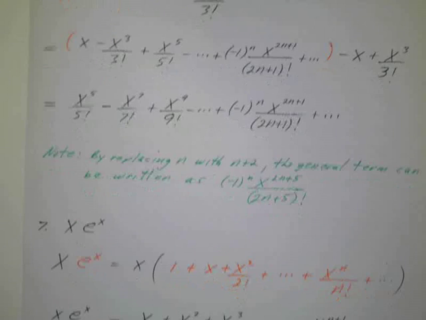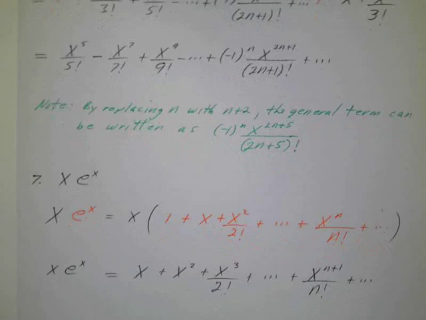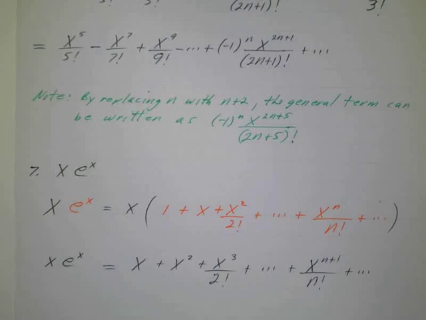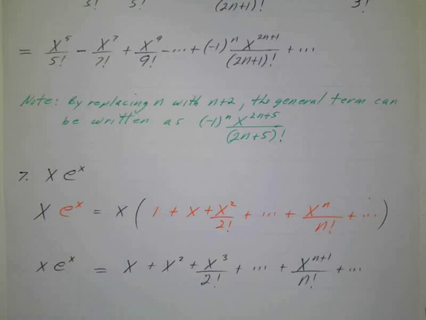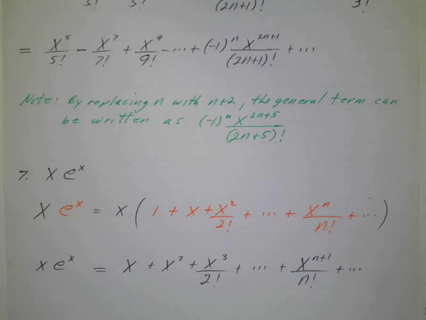Okay, number 7. This was pretty straightforward. This is our good old x times e to the x, and we know we can multiply a series by x. It gives you a new series, but it's a valid way to find a new series. It will generate a new series, and it also has the same radius of convergence.